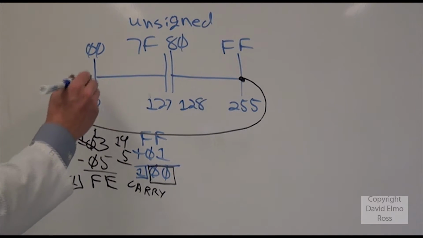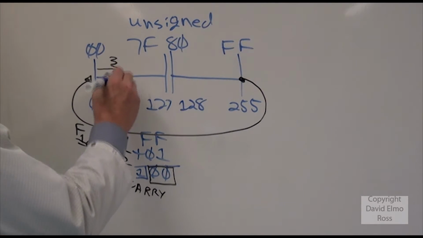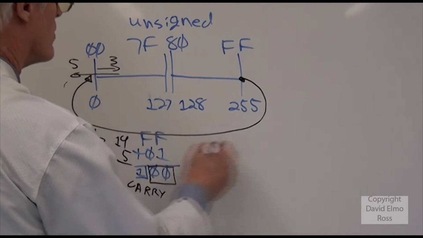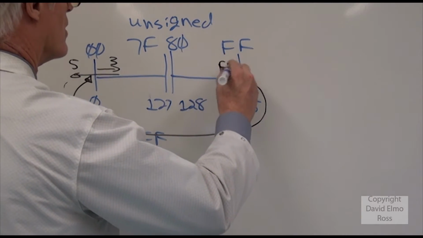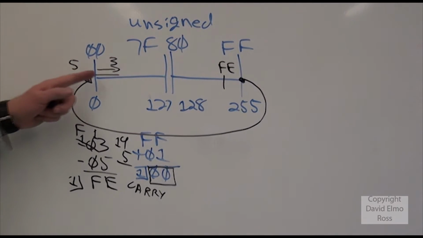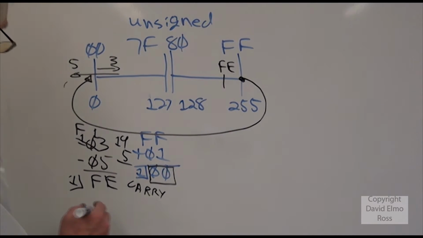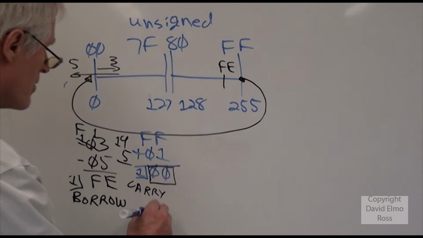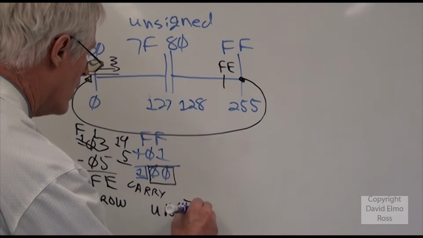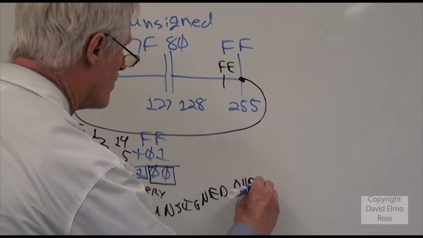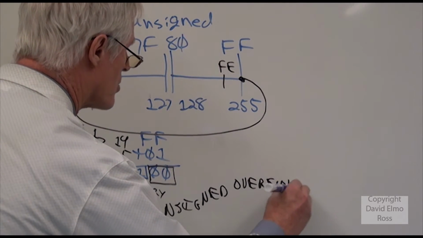What this means is I went 3 units this way, and I turned around and I went 5 units this way, and I wrapped all the way around here to FE. What that means is I said 3 subtract 5 is 254. It doesn't make sense. So anytime you have a carry or a borrow, what this really means is an unsigned overflow. And an unsigned overflow means that the result is not valid as an unsigned char.